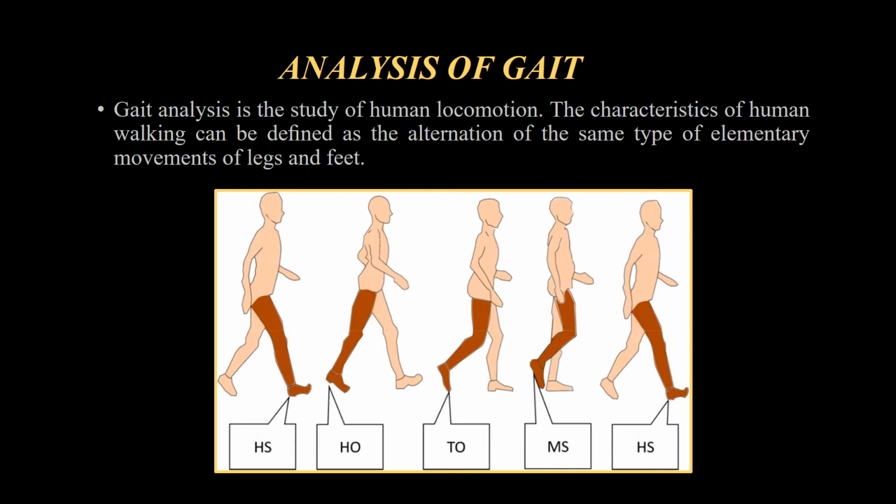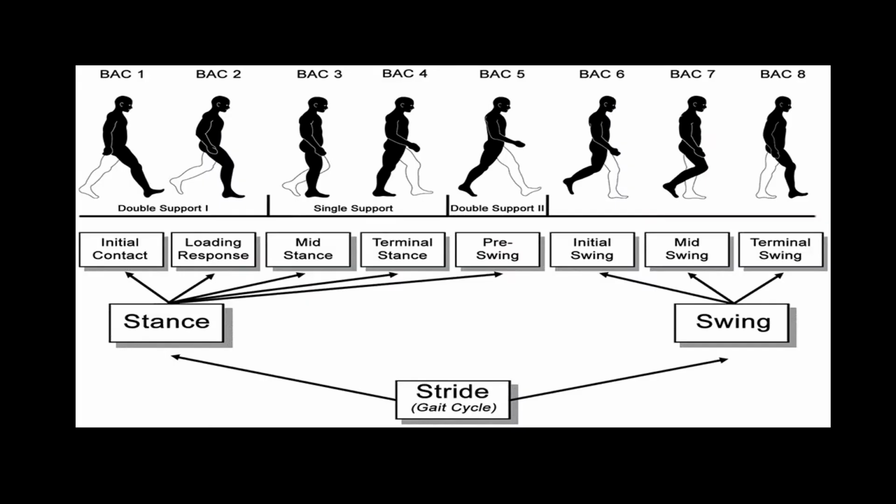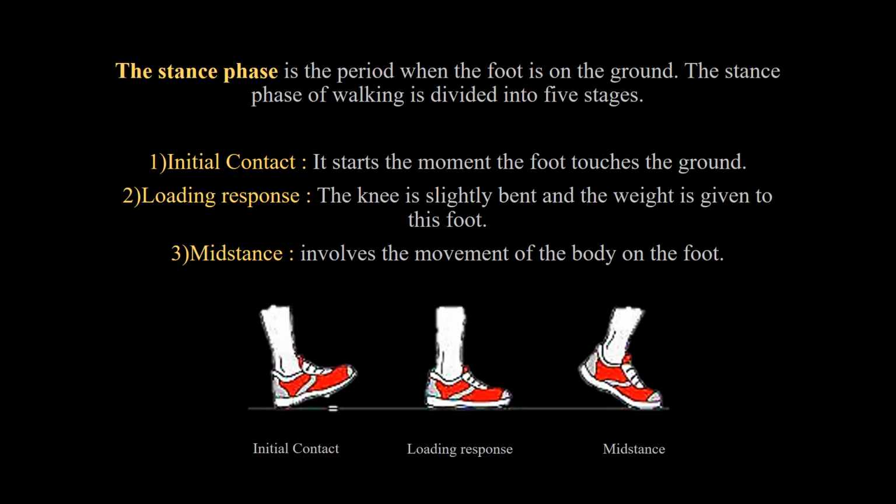The fourth phase is mid swing. In this case, the angle of the knee is maximal. Finally, as you can see, one gait cycle is completed. A gait cycle starts with one foot touching the ground and ends with the same foot touching the ground again. A single gait cycle consists of the stance and swing stages and consists of a total of 8 phases. 60% of the gait is in the stance phase. The stance phase is the period when the foot is on the ground.